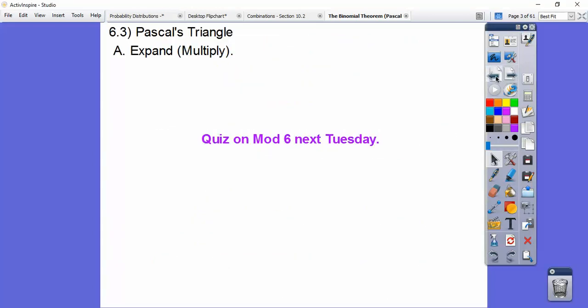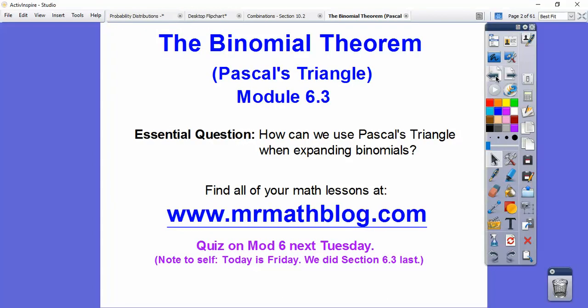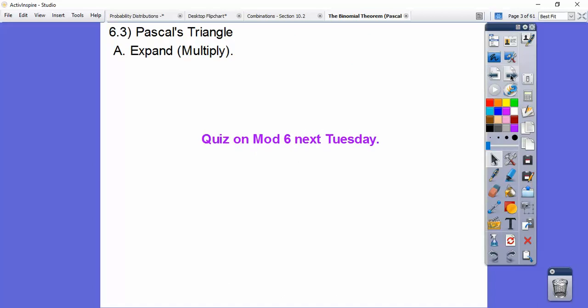And so our question here is, how can we use Pascal's triangle when expanding binomials? Okay, there's a formula that's called the Binomial Theorem. I just think it's easier, at least in this class, to show Pascal's triangle and show you how it's going. So expand, you guys. When it says expand, it means multiply. So x plus y squared is the same as x plus y times x plus y.